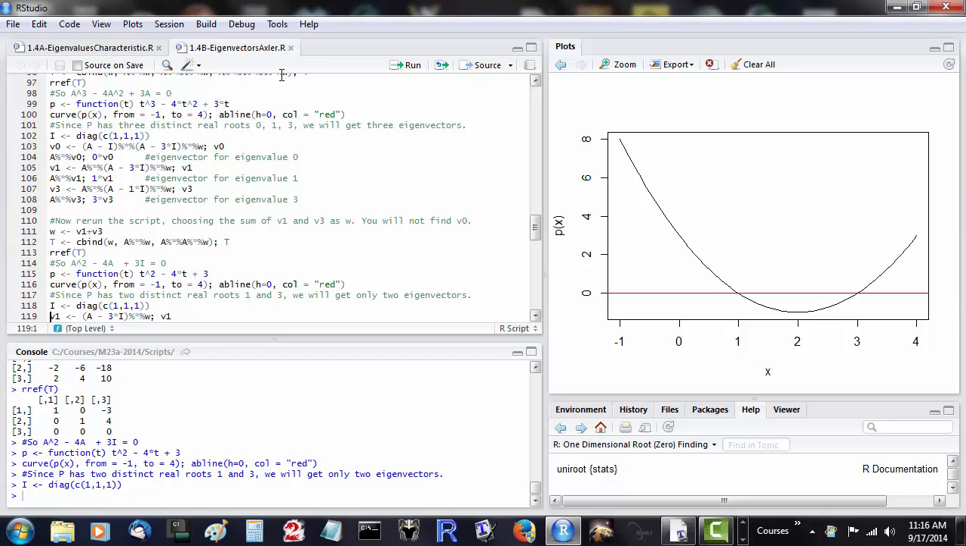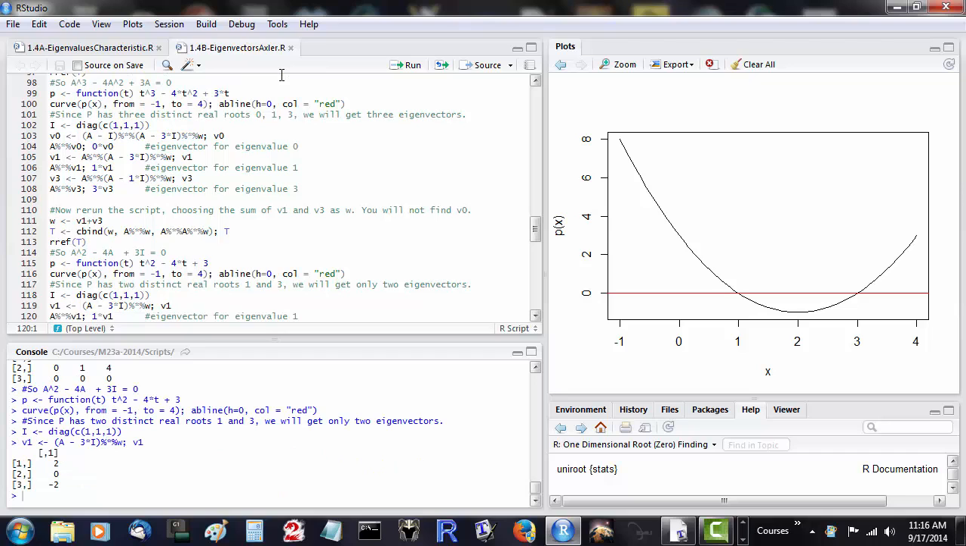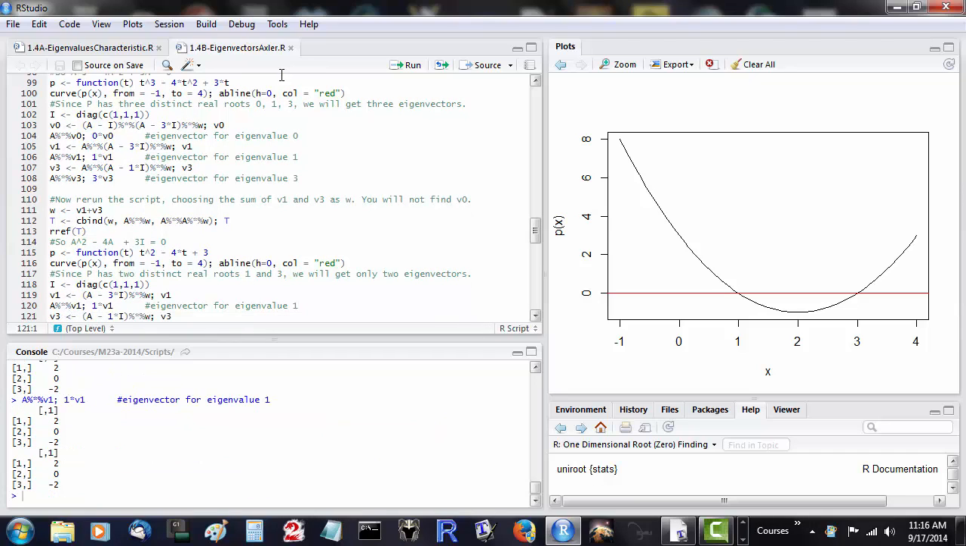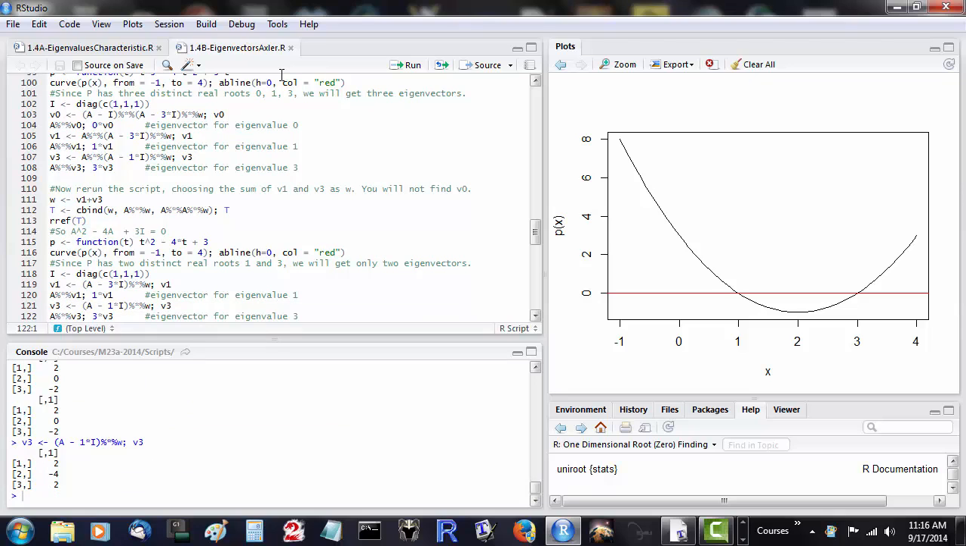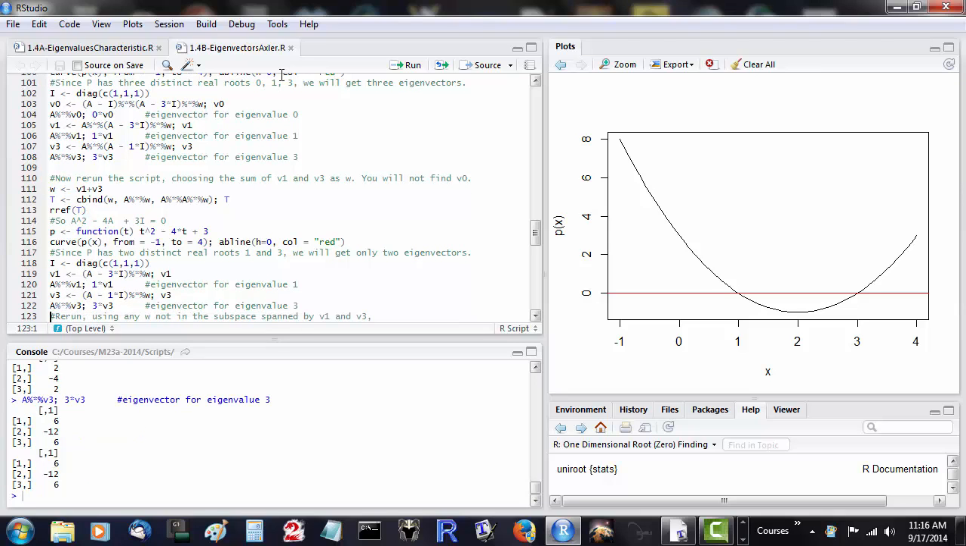I apply A minus 3I to W. I construct a v1 on which A minus I will give 0. That's my eigenvector for eigenvalue 1. If I apply A minus 1 times I to W, similarly, I get the eigenvector for eigenvalue 3. But I don't find the eigenvector corresponding to eigenvalue 0.